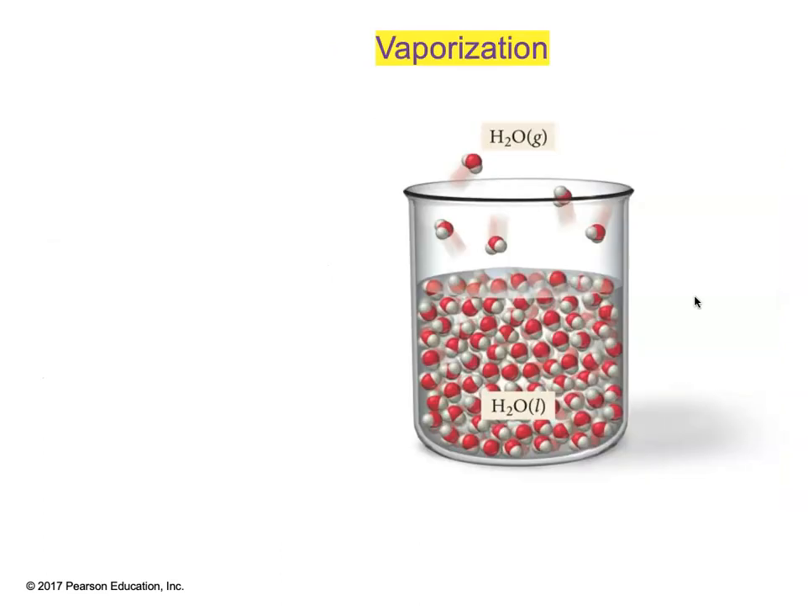Now, why do liquids evaporate? So here we have water as an example. We have water in a beaker. If the water molecules near the surface have enough kinetic energy, some of them will be able to escape the other water molecules and enter the gas state. And that's really what evaporation is.